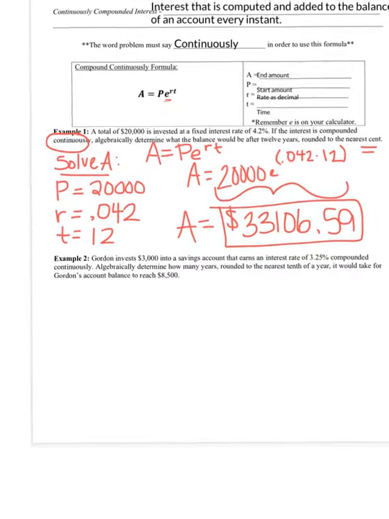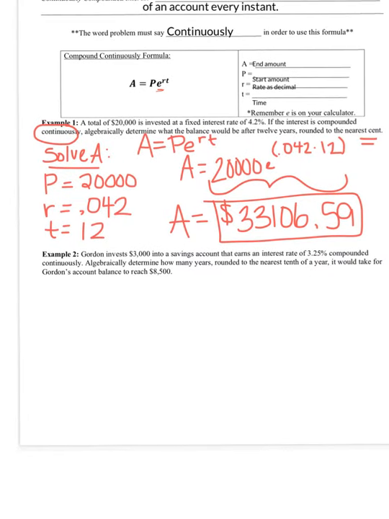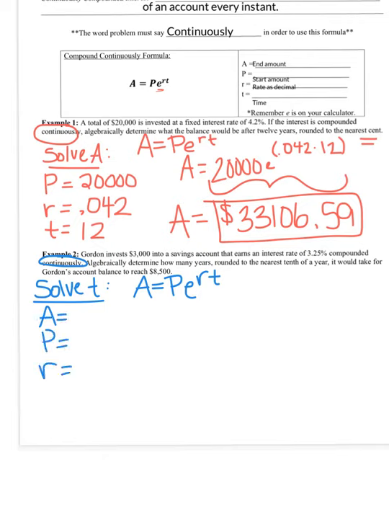And second example, number 2. Gordon invests $3,000 into a savings account that earns an interest rate of 3.25%, compounded continuously. So again, you see the word continuously, and you can write down your formula, A = Pe^(rt). The question says, algebraically determine how many years, round to the nearest tenth, it would take for his account to reach $8,500. So we are looking for how many years. That means that we are solving for t, which means you have to plug something in for A, something in for P, and something in for r. Again, never plugging anything in for e.